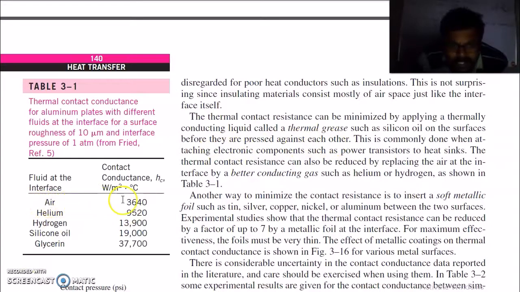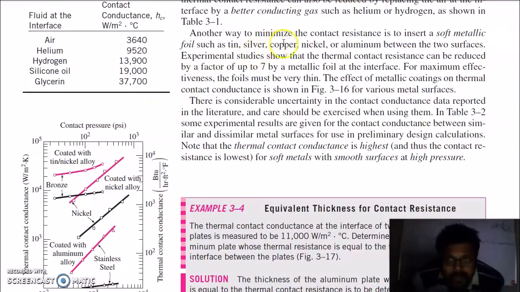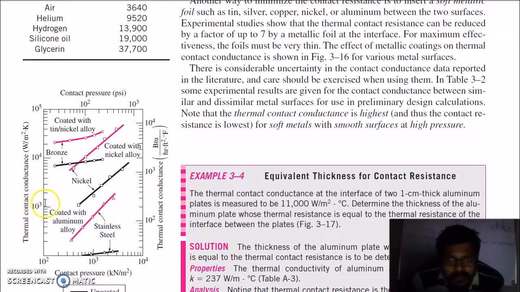Or you can replace the air, which has this amount of conductance, with a higher conducting gas such as hydrogen, helium, or you can replace it with glycerine. Thermal contact resistance can be minimized by inserting a soft metallic foil such as tin, silver, copper, nickel or aluminium between two surfaces. Experimental results show that thermal contact resistance can be reduced by a factor of up to 7 by a metallic foil at the interface.